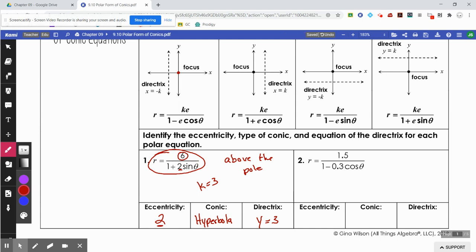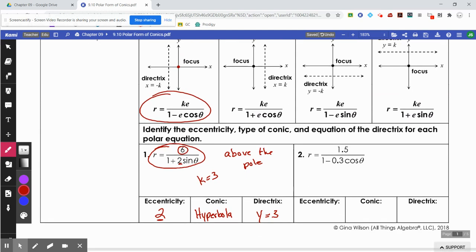The next one, number 2, let's match it up with one of these. We have 1 minus something times cosine theta, which is obviously going to be this one. So that's going to be to the left of the pole, would be our directrix. The eccentricity, again, is the number in front of cosine, so 0.3 is our eccentricity. Since our eccentricity is below 1, it's between 0 and 1, that means that our conic is an ellipse.